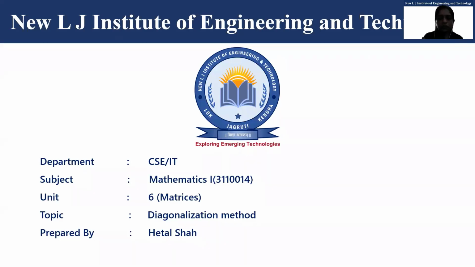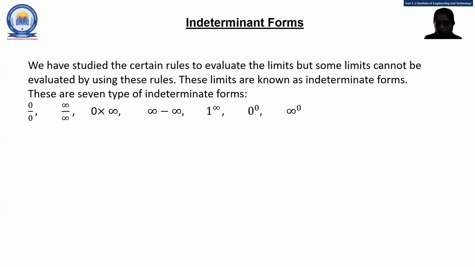Today we continue our lecture with the new chapter, that is the indeterminate form. We have studied certain rules to evaluate limits, but some limits cannot be evaluated by using these rules, and these limits are known as indeterminate form. There are total 7 types of indeterminate form.